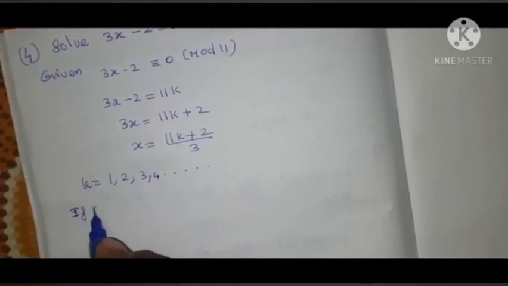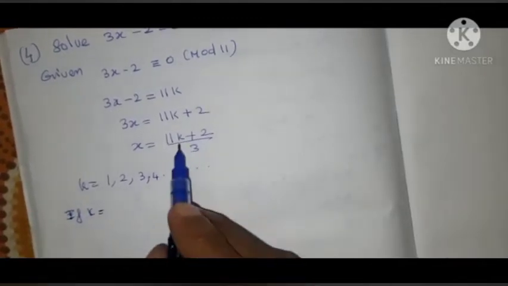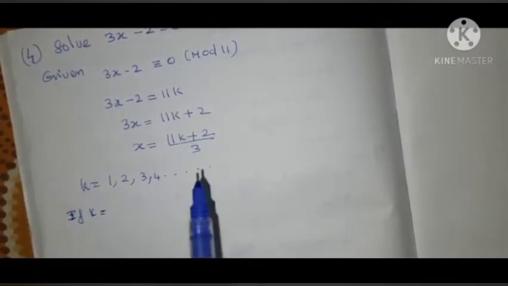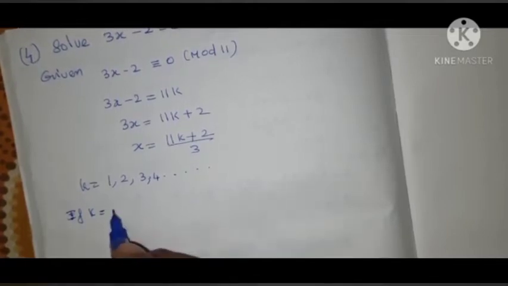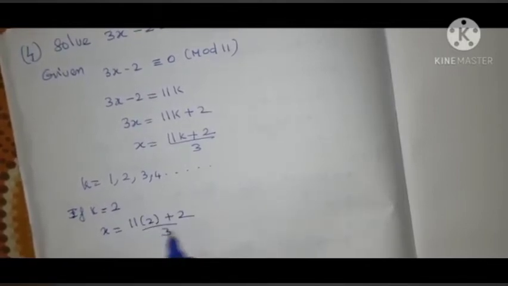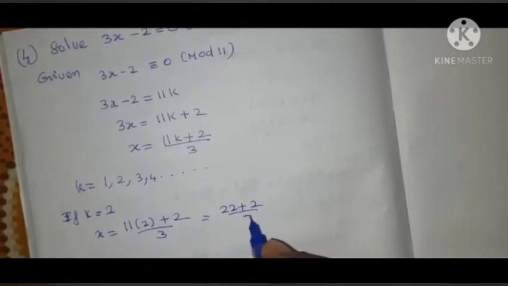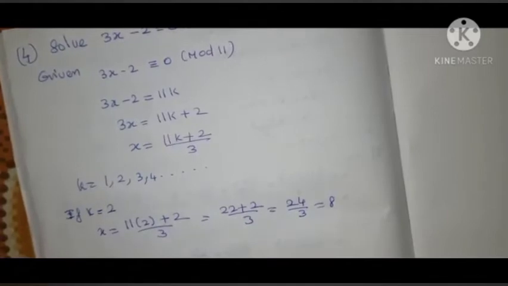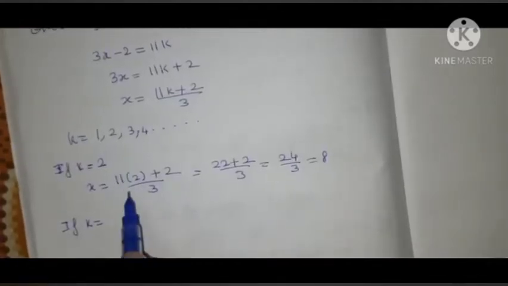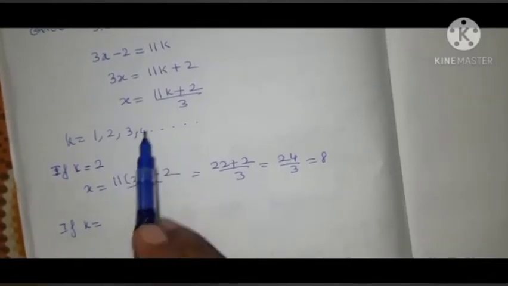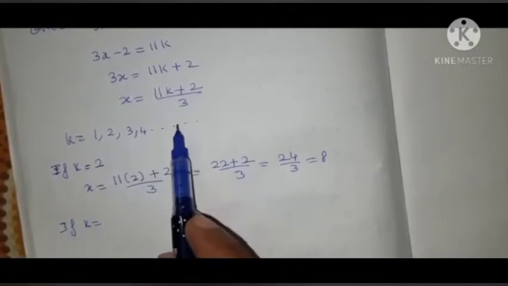If k is equal to 1, 11 plus 2 is 13, not divisible by 3. If k is 2, x is equal to (11 into 2 plus 2) by 3, 22 plus 2 by 3, 24 by 3, 8. If k is equal to 3, 33 plus 2 is 35, not divisible by 3. If k is 4, 44 plus 2 is 46, 46 by 3 is not divisible.